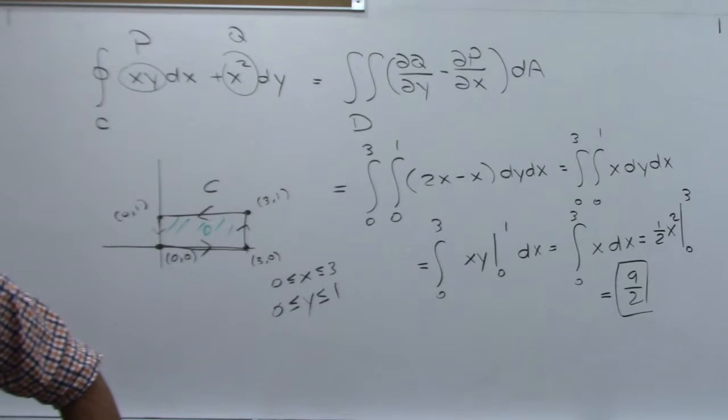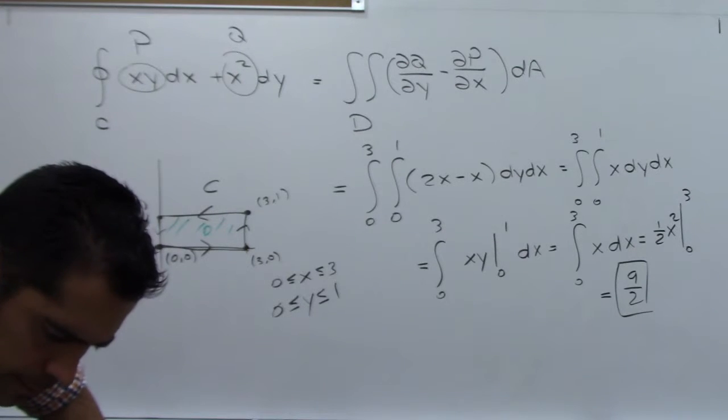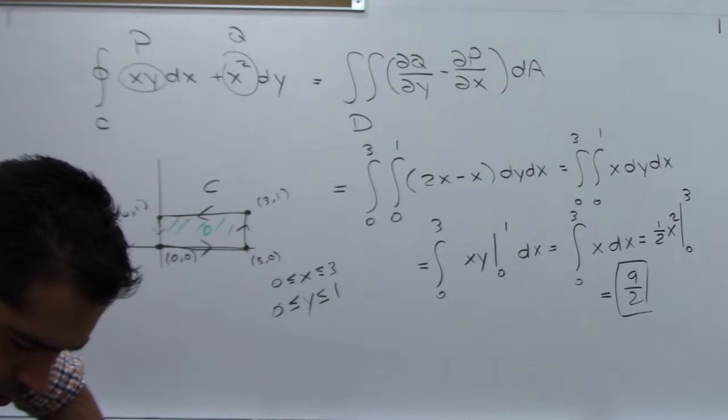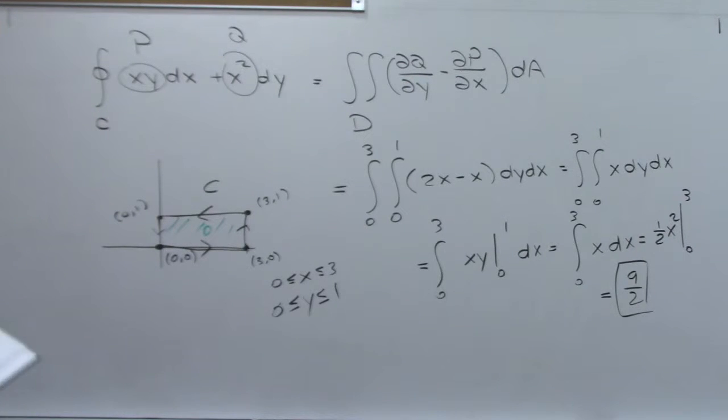9/2. Okay, you know what? I think I accidentally just did number 2. Ah, it's okay. Well, that's a good example. Let's do number 3. I'll just change it to 3.